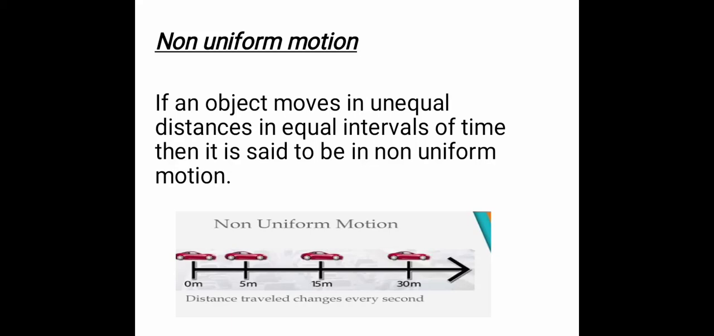Now, everything is unequal. It travels in equal intervals of time, but it covers unequal distances. Or sometimes it may take unequal times but cover equal distances. So either time is variable or distance covered is variable, that is, changing. So this type of motion is called non-uniform motion.